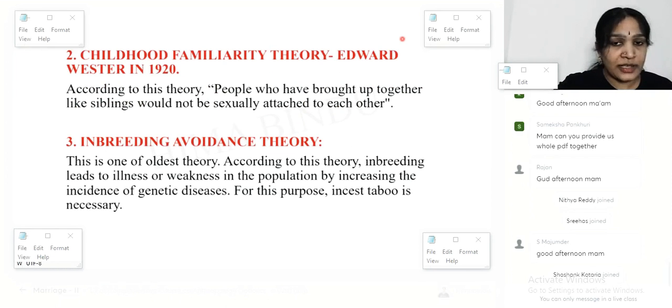Fine. So for those people who did not like Sigmund Freud, Edward Westermarck is giving some relief. That is the childhood familiarity theory.